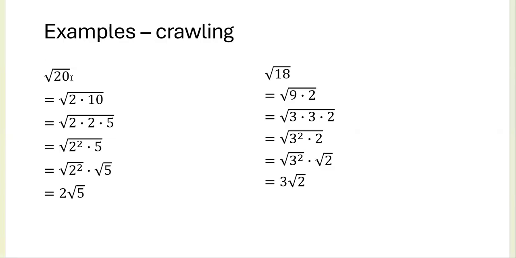Square root of 20. Well, we can break up 20 as 2 times 10, and then 10 we can break up as 2 times 5. 2 times 2 is 2 squared. Then we can break this up into the square root of 2 squared times the square root of 5. These are just the properties. Then the square root of 2 squared, the square root and the square cancel, so you're left with just 2. So it's 2 root 5.